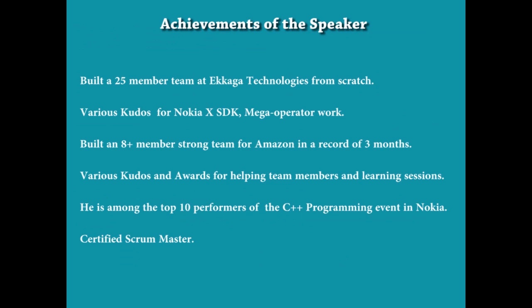Mr. Praveen Kumar has built a 25-member team at Ekkaga Technologies from scratch. He has various kudos to his credit for Nokia X SDK and Mega Operator work. He has built an 8 plus member strong team for Amazon in a record of 3 months. Mr. Praveen also has various kudos and awards for helping team members and learning sessions. He is among the top 10 performers of the C++ programming event in Nokia and is a certified Scrum Master. Let us now hear from Mr. Praveen Kumar about Internet of Things and its applications.